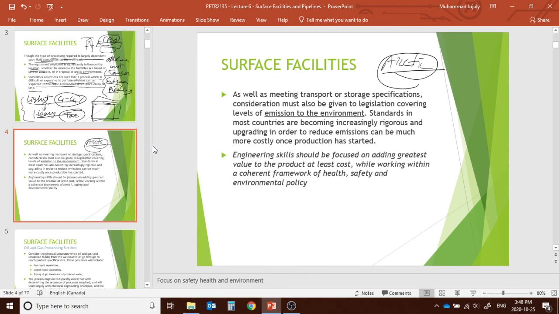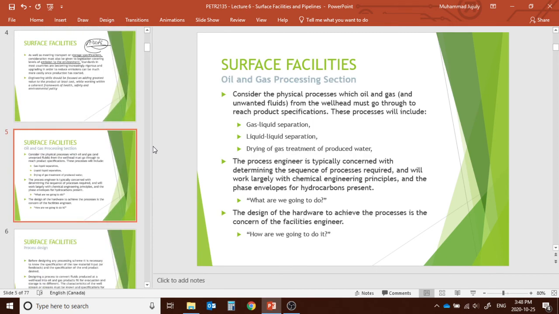So based on all these factors, we optimize the cost, and after the cost optimization, we also look at safety. Then we select what types of facilities we should design. All right, so now let's talk about the oil and gas processing section. When we consider all these different sections, then what do we do?